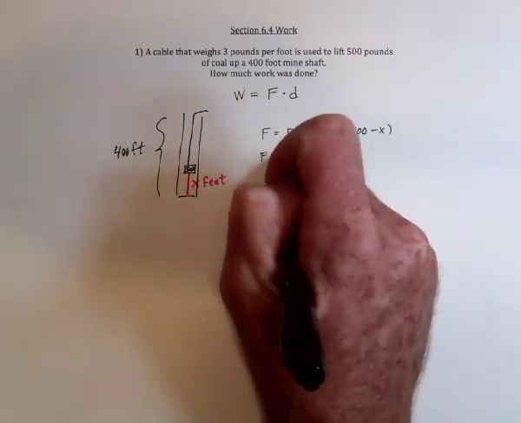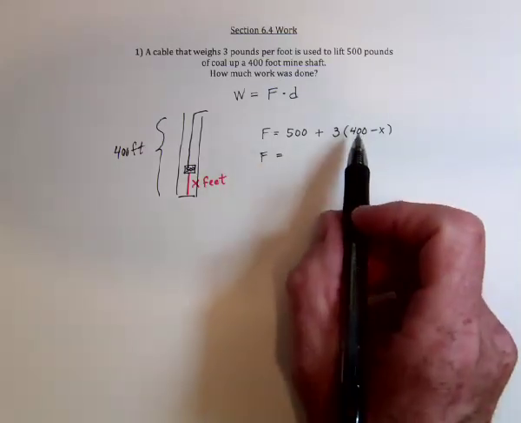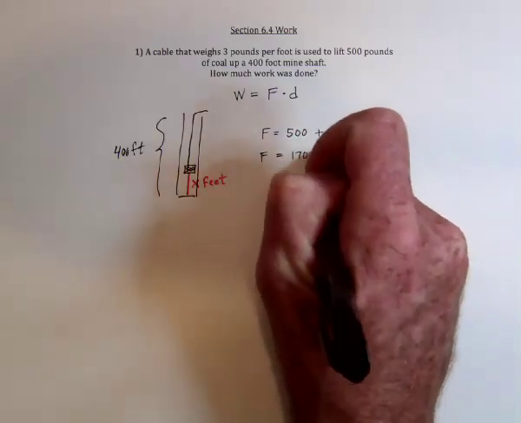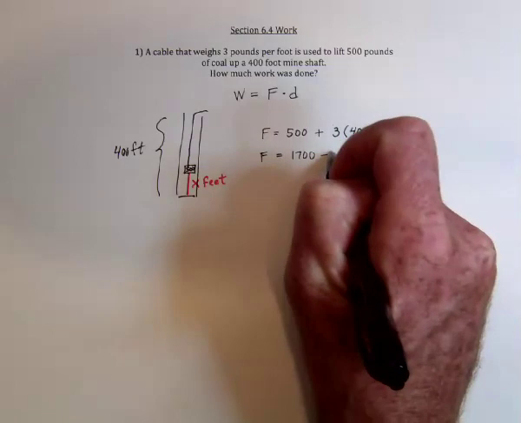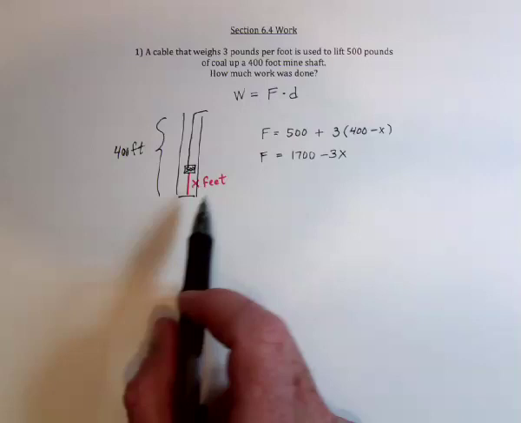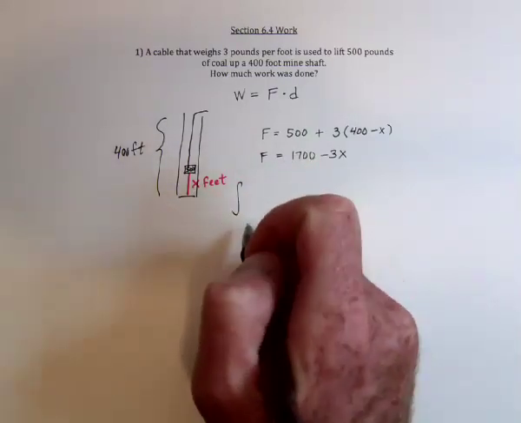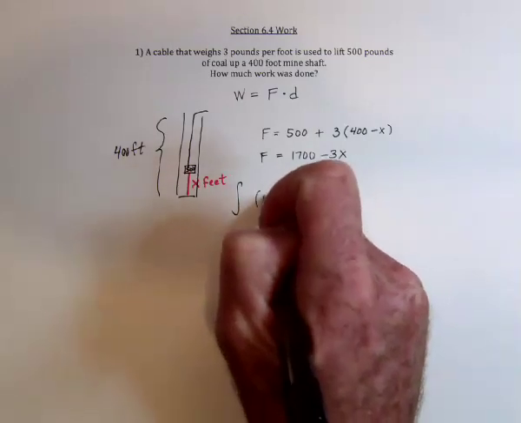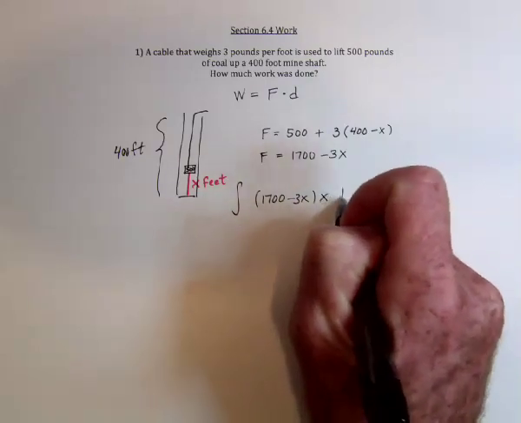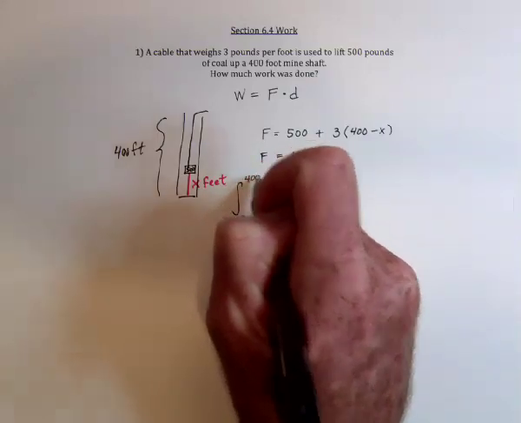And then before we go to integrate this, this is going to be 1,200 with another 500 is 1,700, and then distributing the 3 over here is minus 3x. So there we have the pieces, the force, and here's the distance. So then integrate the force times the distance, as that goes from 0 at the bottom to 400 at the top.